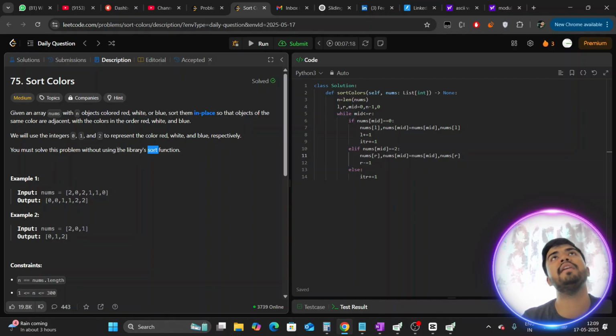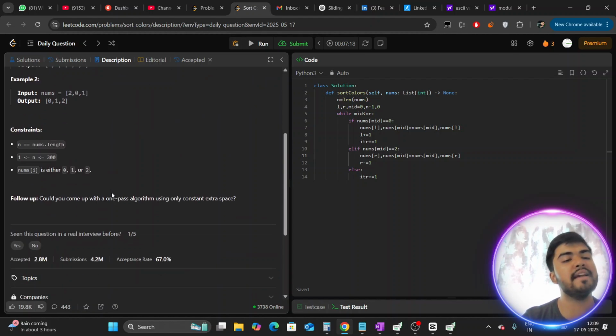So they have basically given us a colored array with three colors: red, white and blue. Red is denoted by 0, white is denoted by 1 and blue is denoted by 2, and we have to sort it. So let's forget about the color. The color is just a mapping of 0, 1 and 2. So we have to sort an array holding only three kinds of elements, that is 0, 1 and 2. Yes guys, the problem is as simple as that, and the follow-up is: could you come up with a one pass algorithm using only constant extra space?